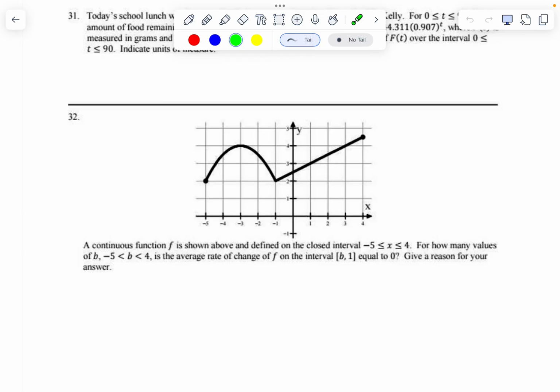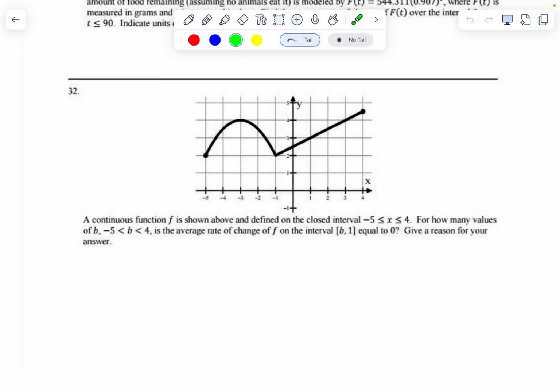So, average rate of change, not instantaneous, okay? But how many? So we're looking for b to 1. I might mark that. Let's do a different color. Actually, that wasn't even a pen. There we go. So the second coordinate of our interval has to be 1. So we're looking for making the average rate 0 between those two.